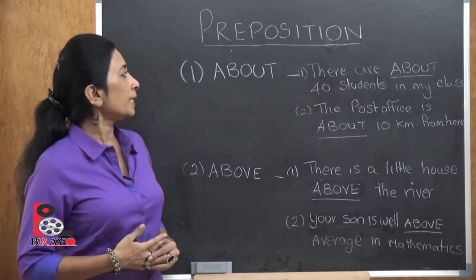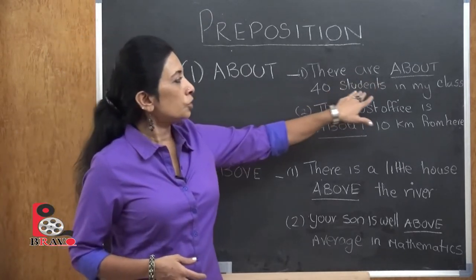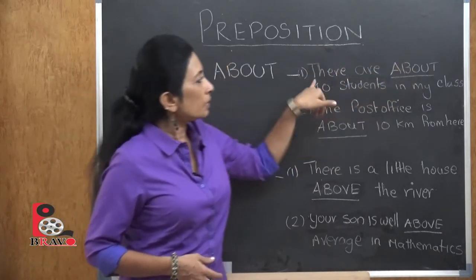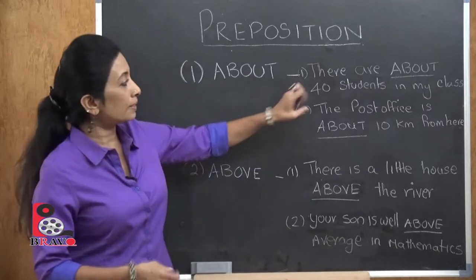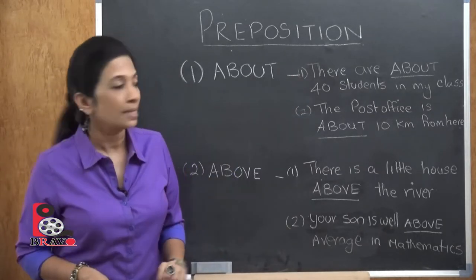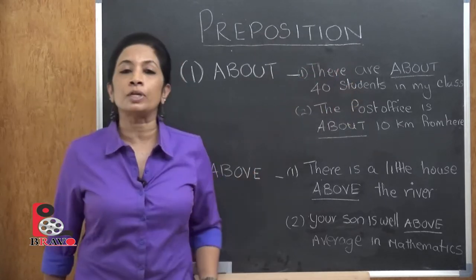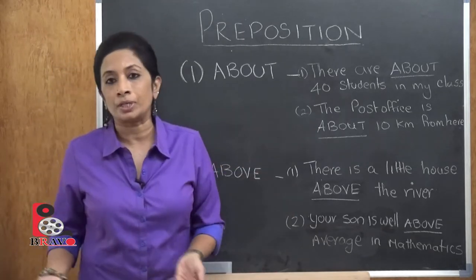Okay, so the first one is about. There are about 40 students in my class. Now if you take away the about, you can still read it as: there are 40 students in my class. But that means there are surely 40 students in my class. The moment you use the preposition word about, there are about 40 students in my class, that's approximately. There could be 39, there could be 41, 42, 43.